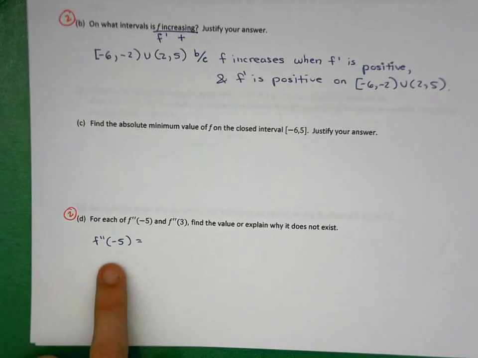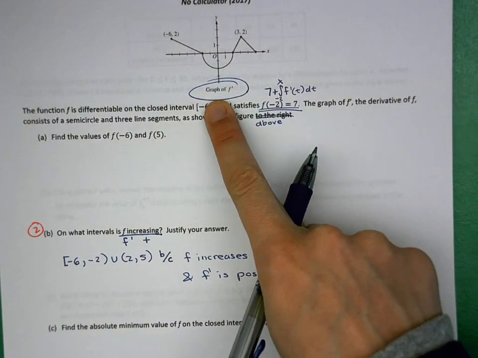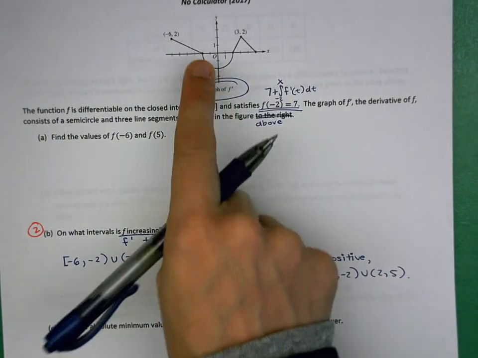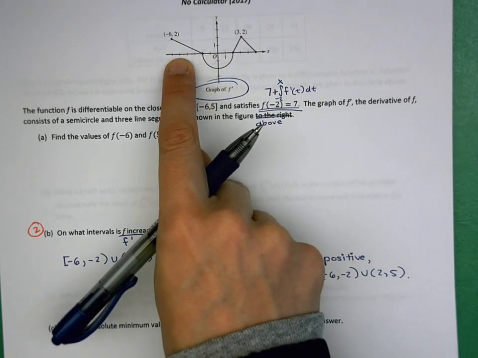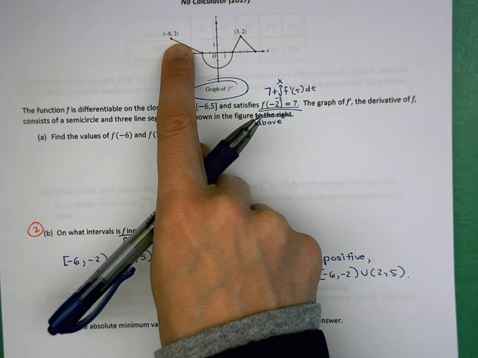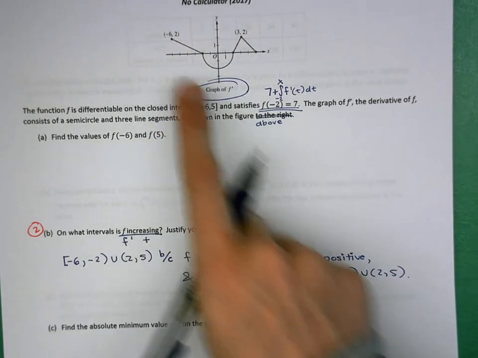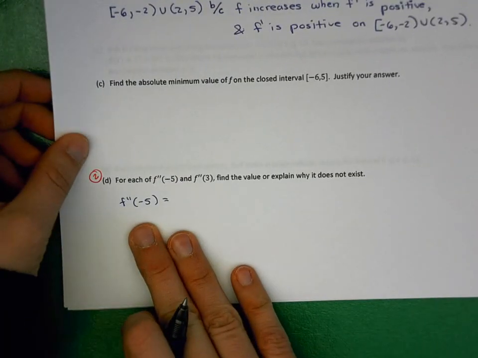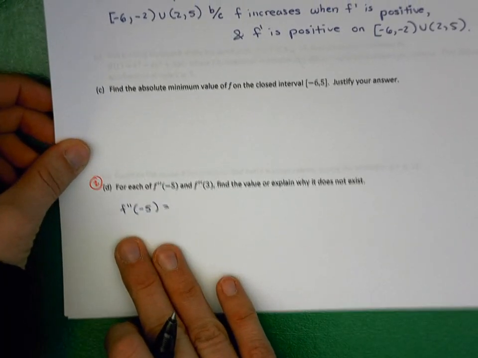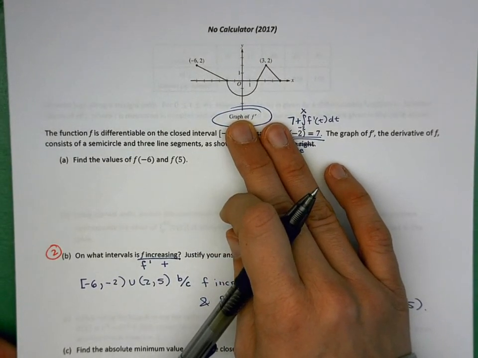Well, I've got f prime, not f double prime. If they ask me for f prime of -5, that would be easy. F prime of -5 would be whatever the y coordinate is at that point, because this is f prime. But they're asking me for f double prime, so the question is, how do I get f double prime from f prime?